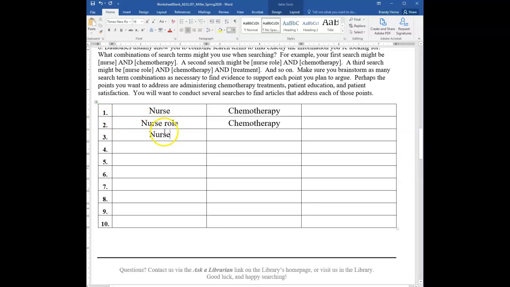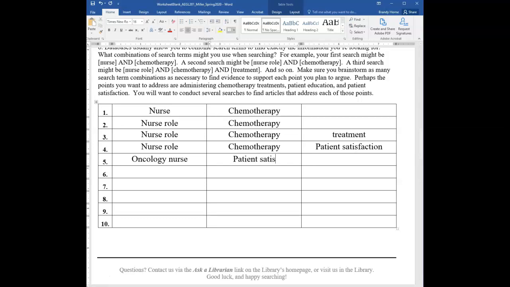If I wanted to get more specific, I might do nurse role, chemotherapy, and then in the third search box, I might do treatment, right? Or nurse role, chemotherapy, and then patient satisfaction, right? So what I'm doing is I'm combining different search terms: oncology nurse, patient satisfaction. And I can continue on, right?